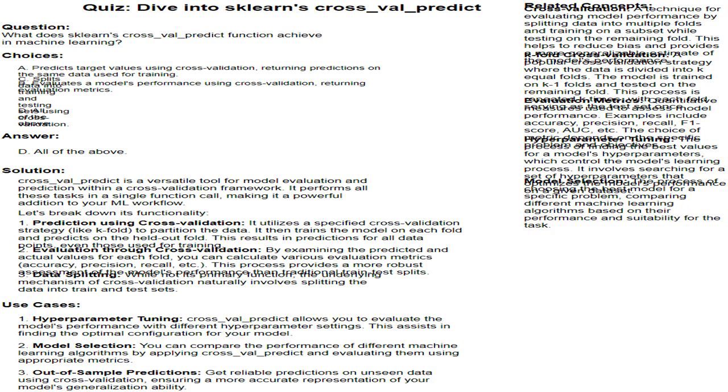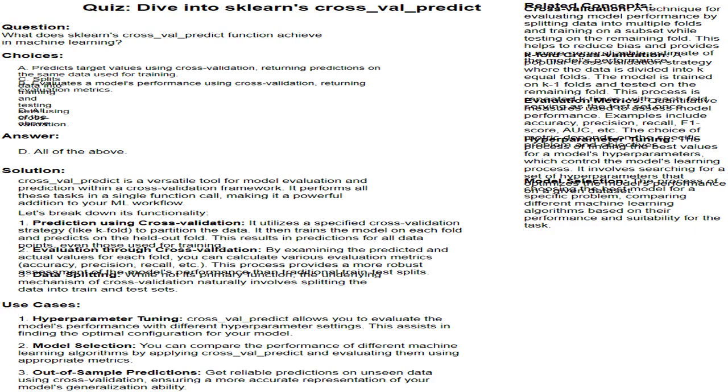Hyperparameter tuning: the process of finding the best values for a model's hyperparameters, which control the model's learning process. It involves searching for a set of hyperparameters that optimizes the model's performance on a given dataset.